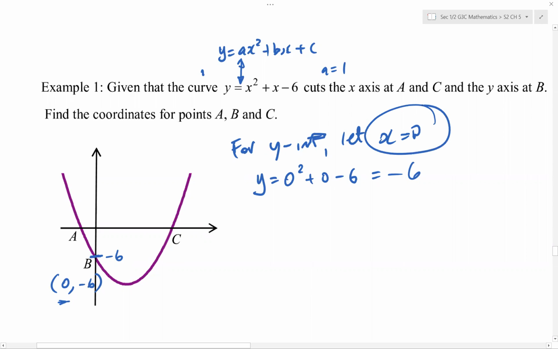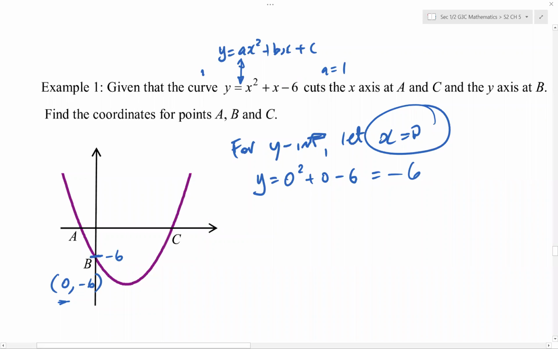Why did we let x be equal to 0 in the first place? Because the y-axis, this line, has an equation of x equals 0. In addition to it being called the y-axis, it has an equation. It is x equals 0. So B, the y-intercept, is the easiest. As good as 3 marks given away.